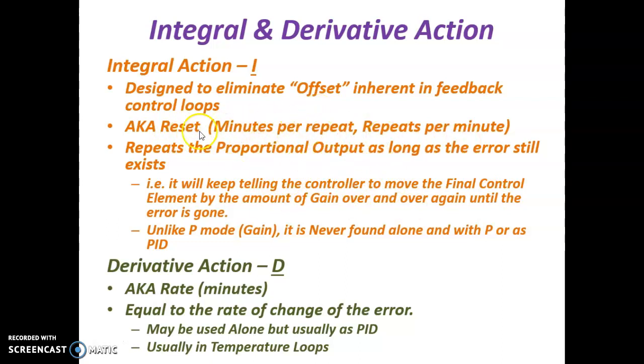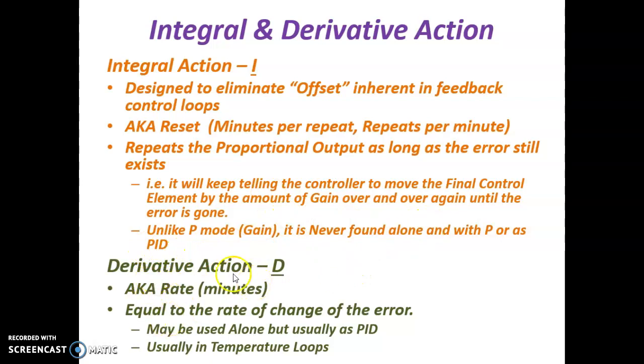So it'll just keep doing it based on whatever the reset is that you put in there, a number you'll put in. It'll keep telling the controller to move the final control element by the amount of that gain in the P over and over until the error is gone. Okay, now, unlike the P mode, the gain, I is never alone, meaning you'll never have just an I controller. It'll be P and I, or it will be P, I, and D.